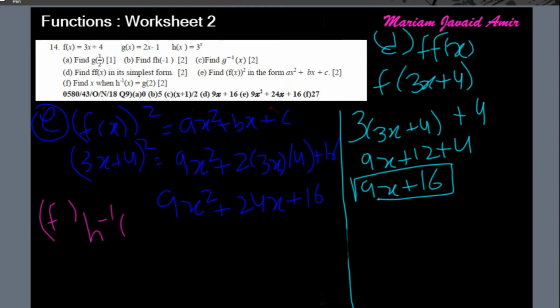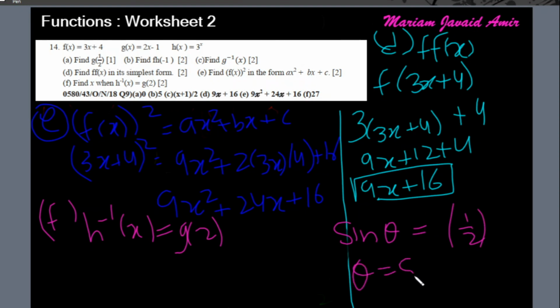And part F, h inverse x equals g2. So take h inverse to the other side, and like we've discussed before, when we take inverse to the other side, the h inverse should change into h. Just like in grade 8 we used to do, to find theta, we would take sine to the other side and it would become sine inverse. Similarly, to bring it back, sine inverse will change into sine again.